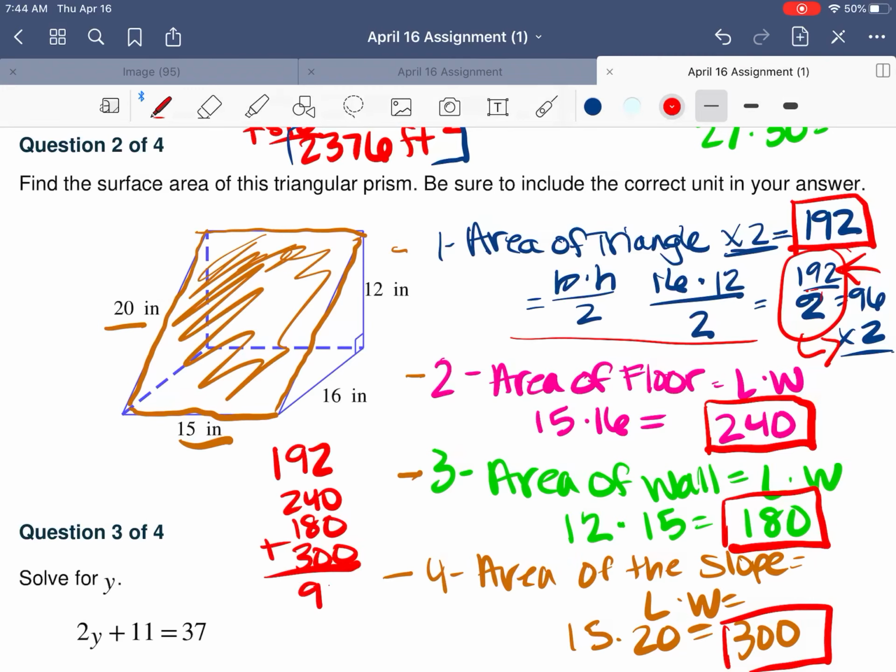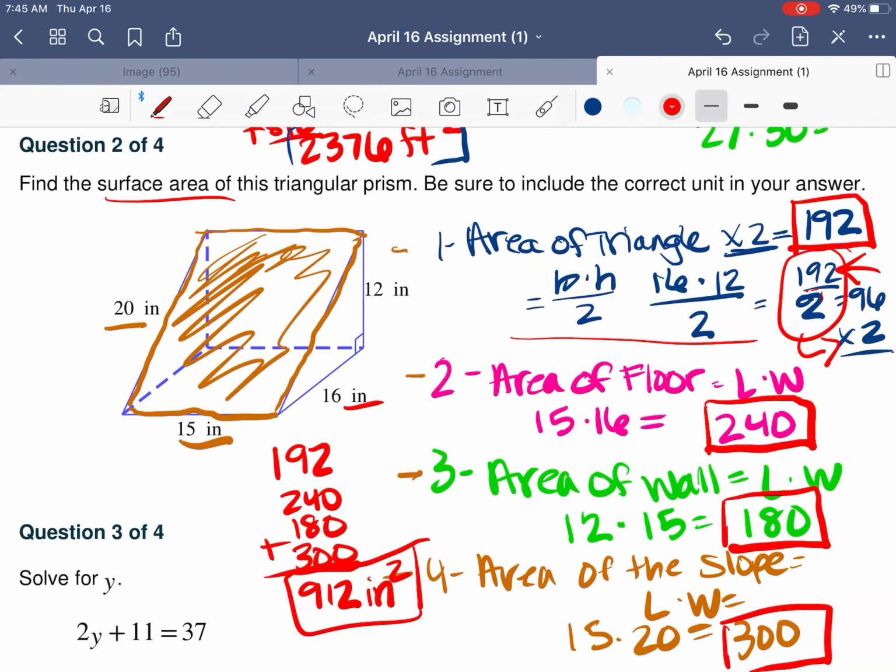And I get 912. And then my unit, and it was inches, and it's still area, so it's squared. So that's what my answer would be on number 2. So again, just remember each of these steps. So that's what I think would be really important to write down.